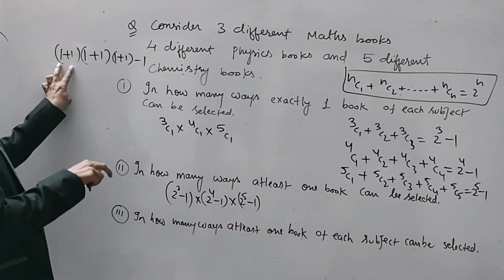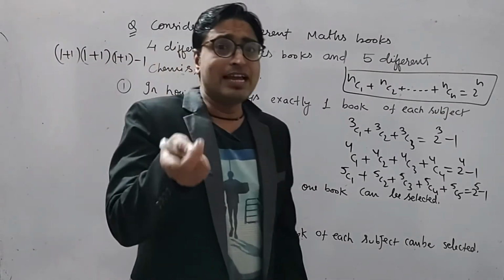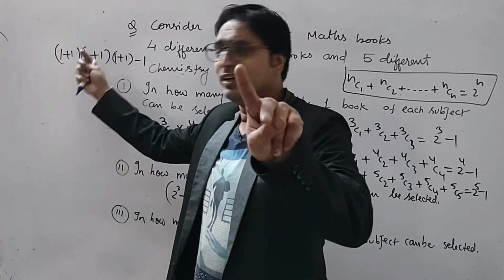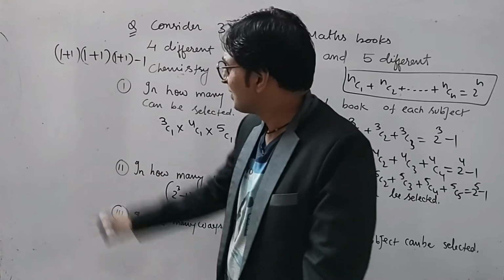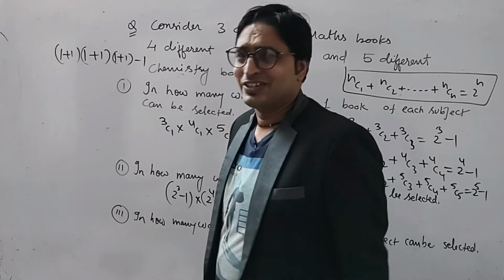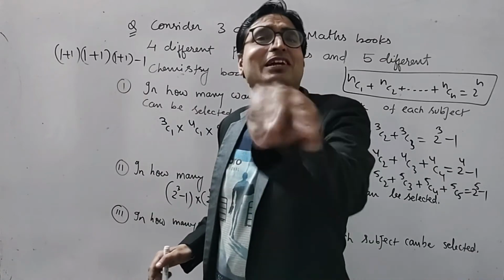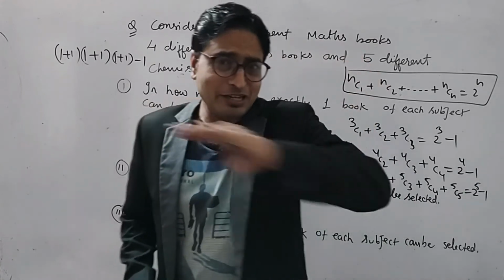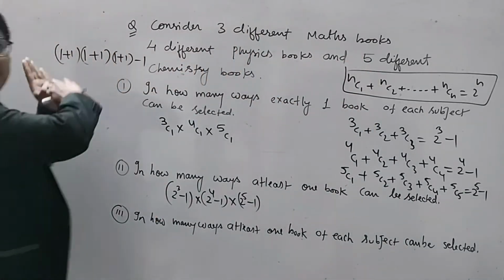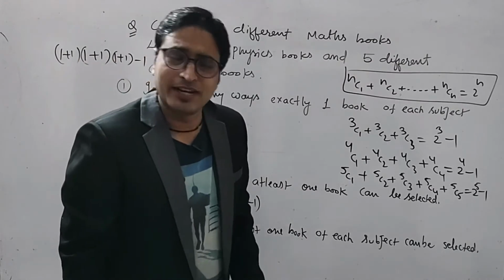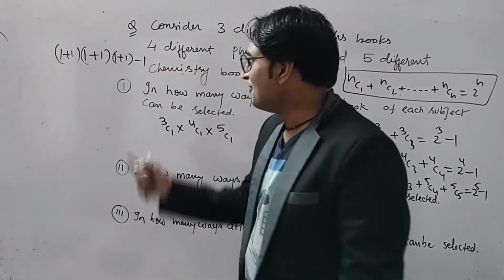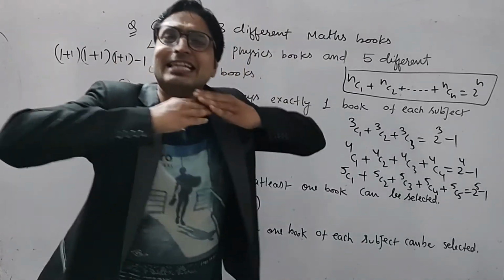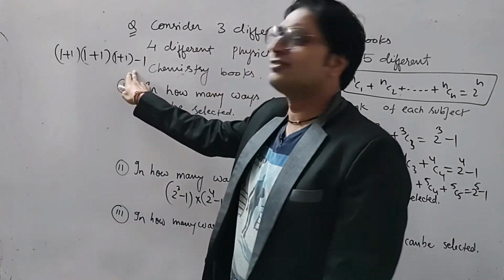Why? Because in each section, one way is for selection and the other is for rejection. So 1 plus 1 for the first book, 1 for selection, 1 for rejection. Second book, 1 for selection, 1 for rejection. Third book, 1 for selection, 1 for rejection. And you have to do minus 1 because we will reduce the option through which we can reject all the books. Why? Because we have to select at least one book. So we will subtract the way through which we can reject all the books. That's why I am putting minus 1 here.